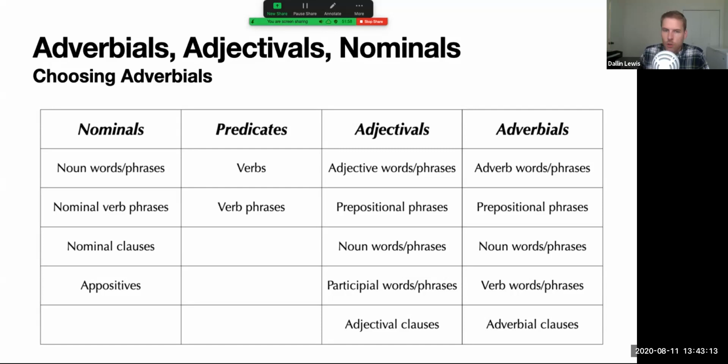So this graph right here lays out all the different types of noun functions we can have: noun words, nominal verb phrases, nominal clauses, appositives, all the different adjectivals and adverbials we can have, whether that's just plain adjective words or phrases or adverbs, but also prepositional phrases, nouns, verb phrases or participial phrases, and then different types of clauses.